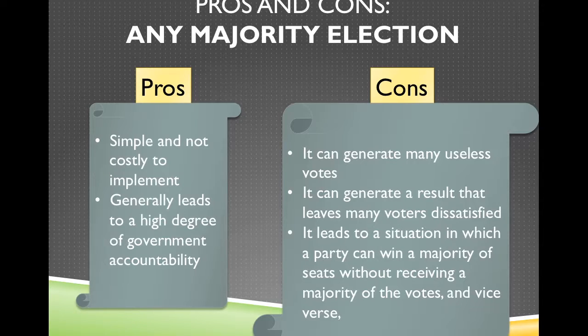And finally, it leads to a situation in which a party can win a majority of seats without receiving a majority of the votes and vice versa. So in this case, it does happen like that. We do see that perhaps they didn't receive all of the votes, but the way that it was brought out, they still won the majority under that voting procedure.